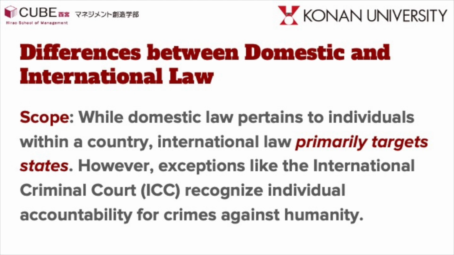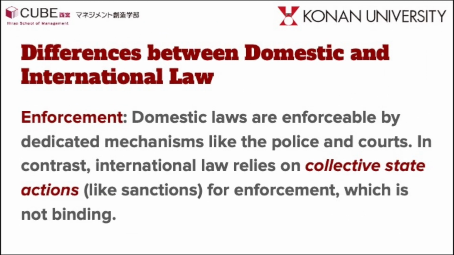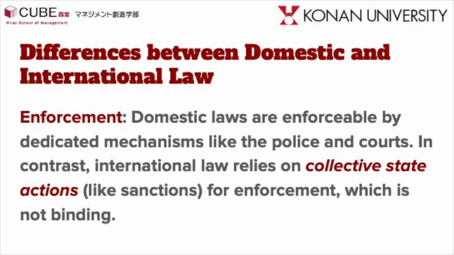So the main differences between domestic and international law: first, the scope is different. So while domestic law pertains to individuals within a country, international law primarily targets states. However, exceptions do exist. For example, the International Criminal Court, or ICC, does recognize individual accountability for crimes against humanity. And there are a few examples in history about this.